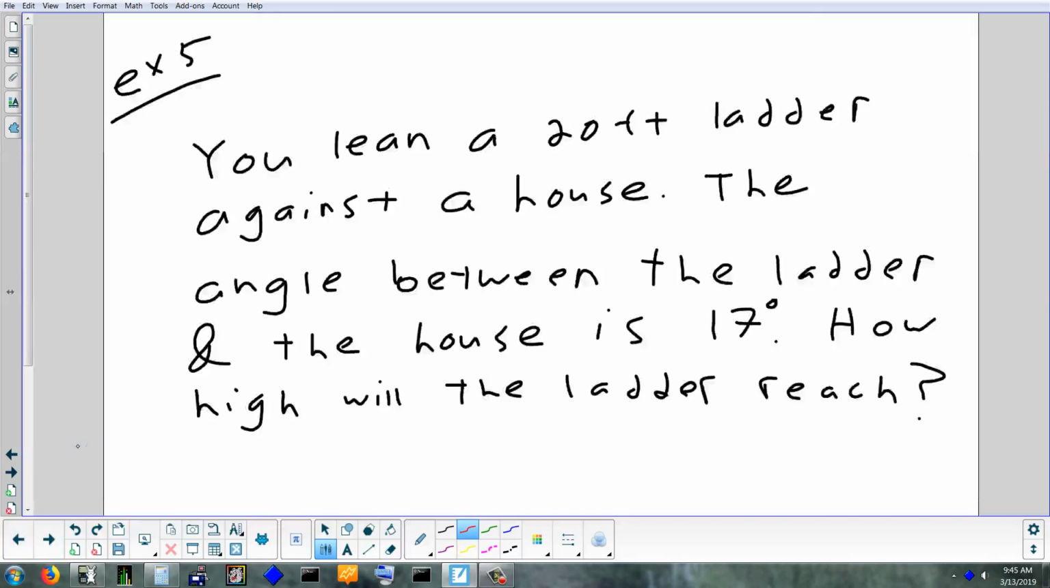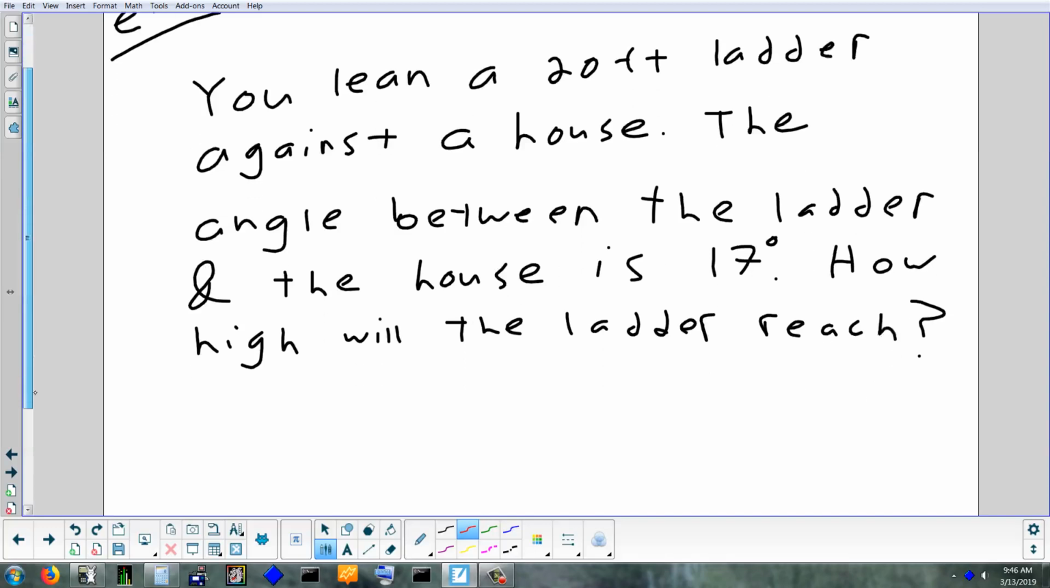So, it says that you're leaning a 20-foot ladder against the house, and they tell you the angle between the ladder and the house is 17 degrees. How high will the top of the ladder reach? Now, if you were standing on the ladder, you could probably reach higher than the top of the ladder because you have height. But all I really want to know is how high will the top of the ladder be?